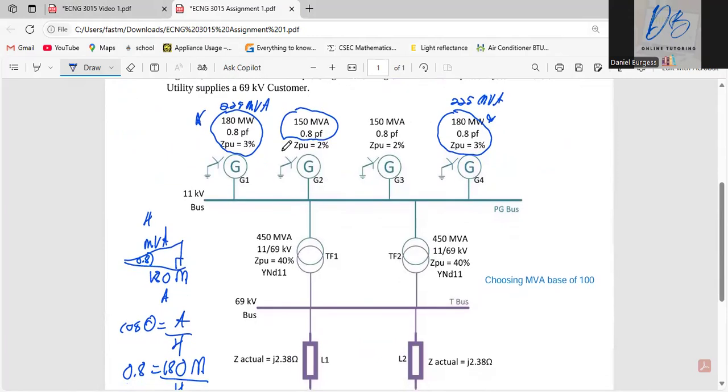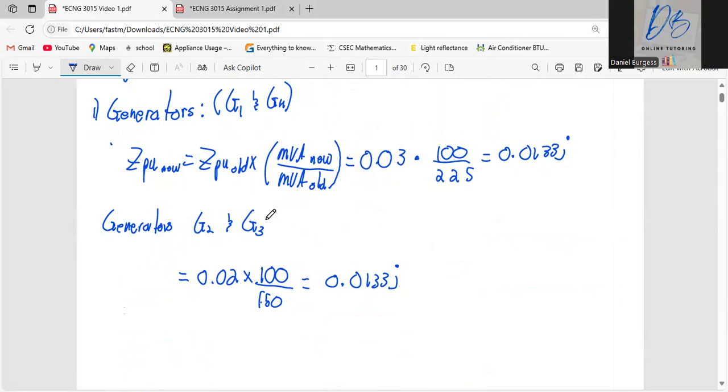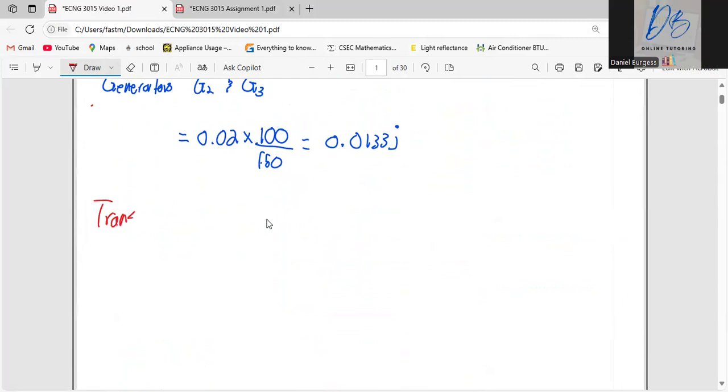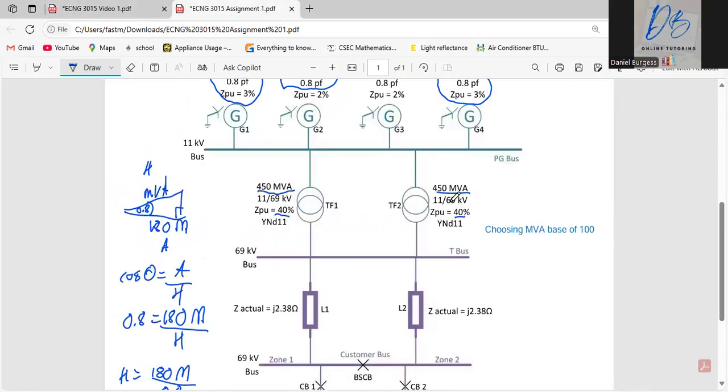The next thing we have to convert to per unit is your transformers. Right now these transformers are at 450 with a per unit of 0.4. We just need to convert the transformers as a whole. So Z per unit new equals the old, which is 0.4, multiplied by the new MVA divided by the old MVA. You end up with 0.089 j, and those are the transformers. It's the same transformer, so it'll be the same per unit impedance for both of them. If this one had a different Z per unit or a different MVA, you would have to change the values in the equation to account for that.